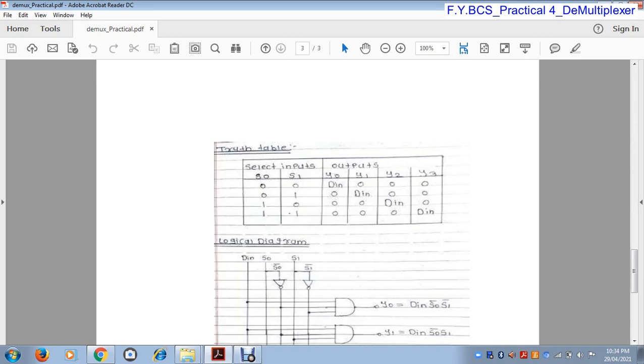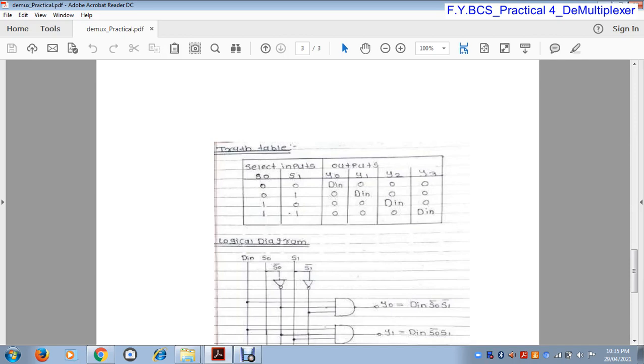The third condition is when S0 is 1 and S1 is 0, then D in is connected to the Y2 output. And the fourth condition is when S0 and S1 both are 1, then D in is connected to Y3. Once again, I explained the truth table. There are two select lines S0, S1 and four outputs Y0, Y1, Y2, Y3. By using this select line combination, we can connect the input to a particular output.